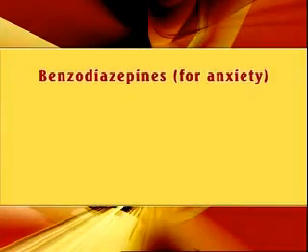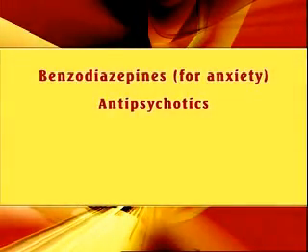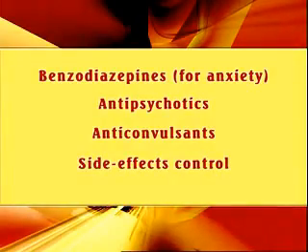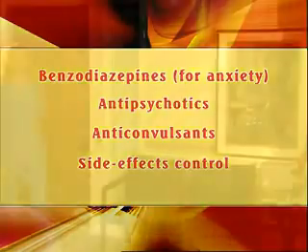However, for nurses who practice in the psychiatric field, it's important to know how to give intramuscular, or IM, injections, because in addition to oral medications, injectable forms are available for a range of psychiatric needs. For example, benzodiazepines, antipsychotics, anticonvulsants, and medications for control of side effects all may be delivered by injection.